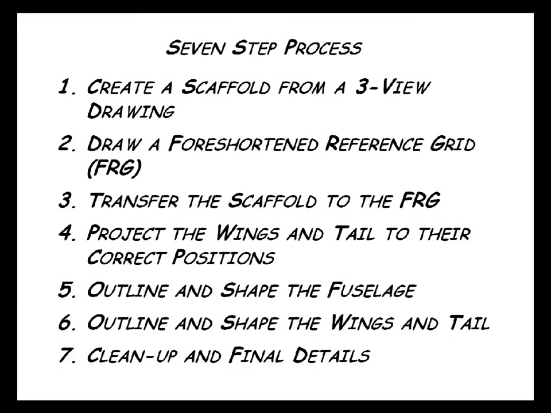Here are the 7 steps. I'm going to go into each one in detail, but I just wanted to quickly list them here. We're going to create something I call a scaffold, and we use a 3-view drawing to do that. Then we create a foreshortened reference grid, and I'll show you what that is in a second. We're going to transfer that scaffold to the FRG. We project the wings and tail to their correct positions. Then we outline and shape the fuselage, the wings and tail, and then we do the cleanup and final details.